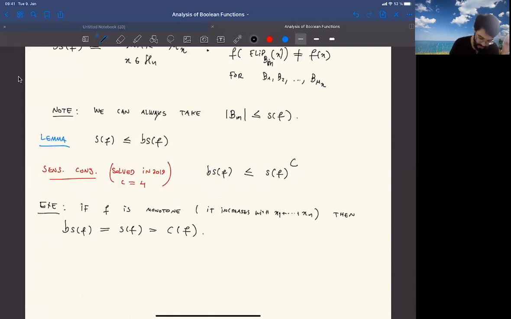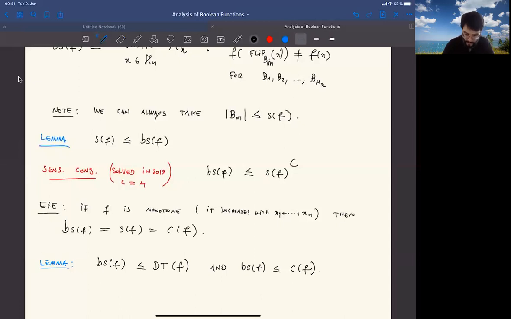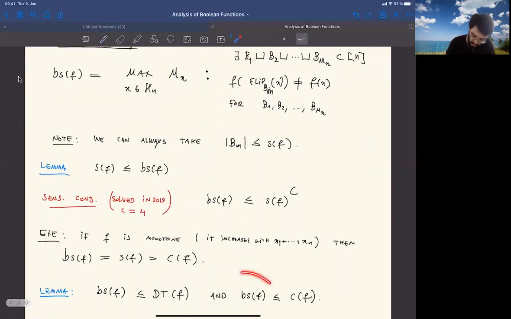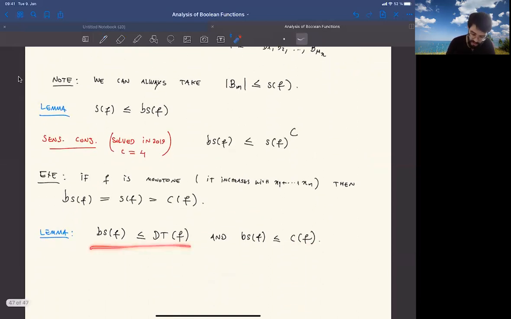Let me state a non-trivial lemma, which is block sensitivity of f is less or equal than decision tree sensitivity. And basically the same proof that I will show shows that block sensitivity of f is less or equal than certificate of f. Okay, with the same proof. And in particular, the proof for the certificate would show this one because certificate is always less or equal than that. But in any case, I will show only this one. Proof.